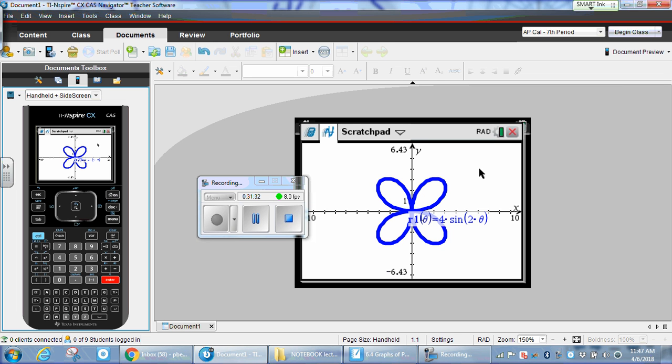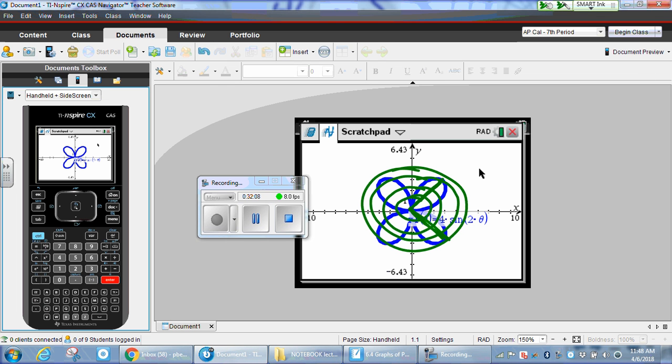Yes, it looks like a butterfly or a flower with 4 petals. What can you guys tell me about the length of a petal? Of one single petal. How long is it? Two. It's actually 4. And if we had the whole circle, you could see: 1, 2, 3, 4. So we'll go like that.